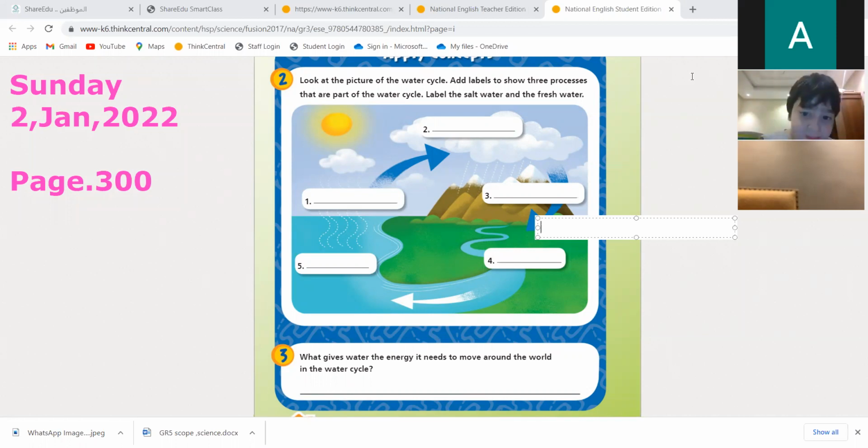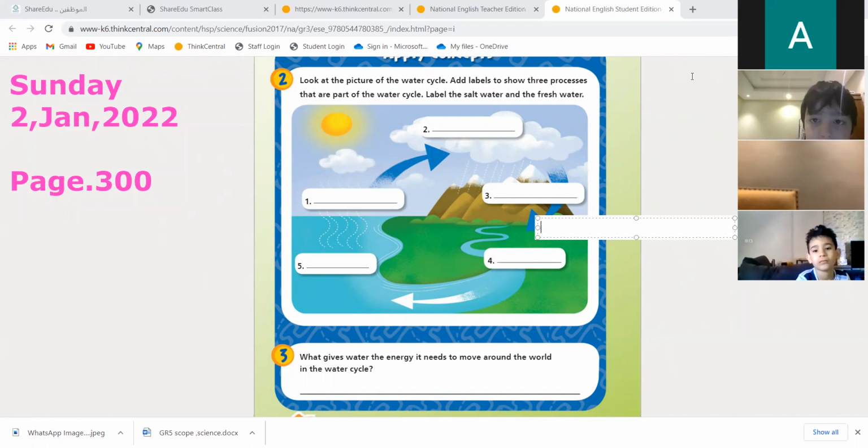Okay, so we're studying the water cycle. Today we're going to do some review. This is page 300. Please, everyone, take a look at this picture. This is the water cycle. I want you to label the water cycle so everything is in its place.